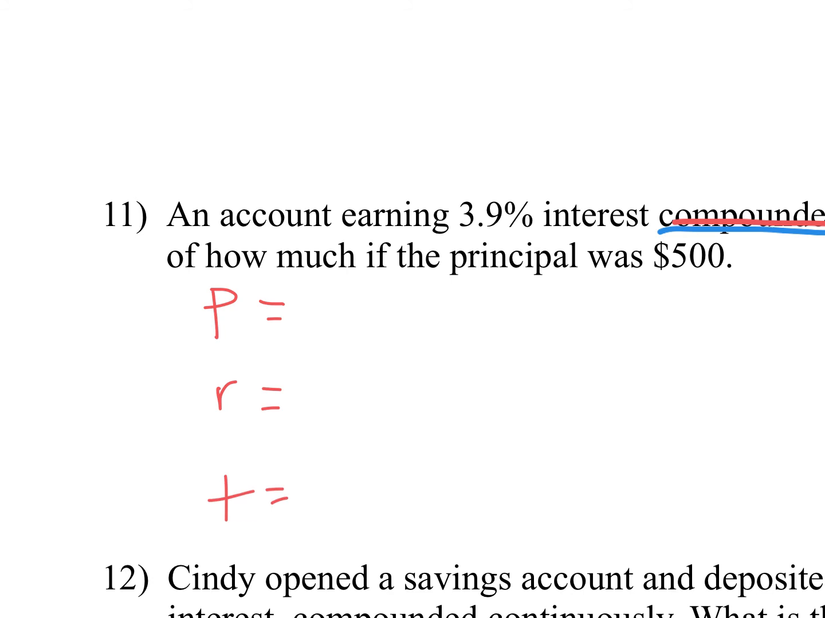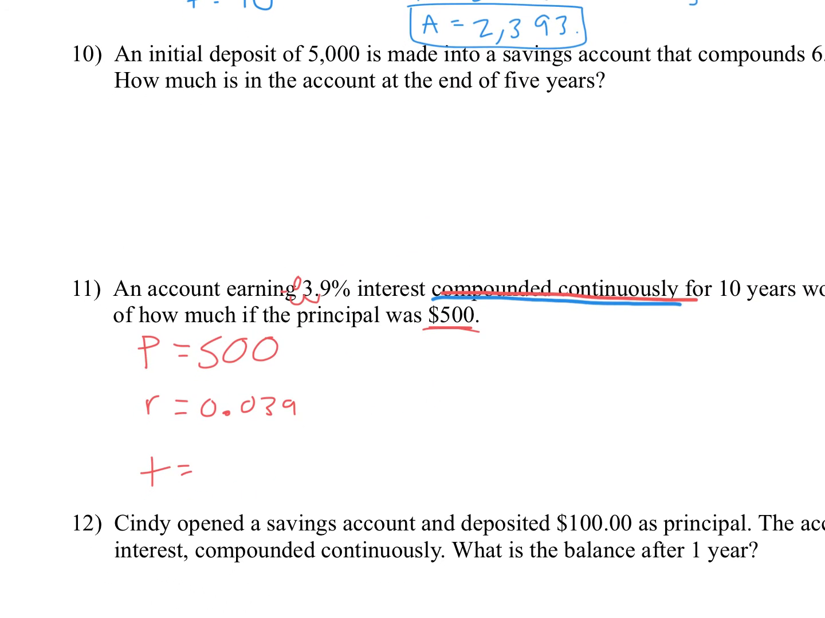Principal. What's the principal for number 11? 500. What's our rate? 0.039. Awesome, 0.039, because we just move our decimal 2 places, so we need to put a 0 in front of the 3. And then what's our time? 10.